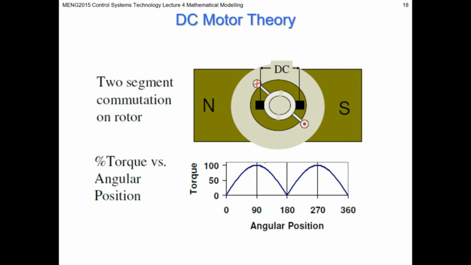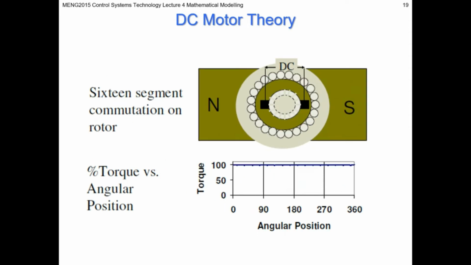Through the whole rotation, you have two peaks of torque. In between, your torque drops off, which means that the acceleration of the rotor is going to be very inconsistent as well, and not ideal. So what do you do about that? Well, instead of having a 2-segment commutator, you have many more segments.